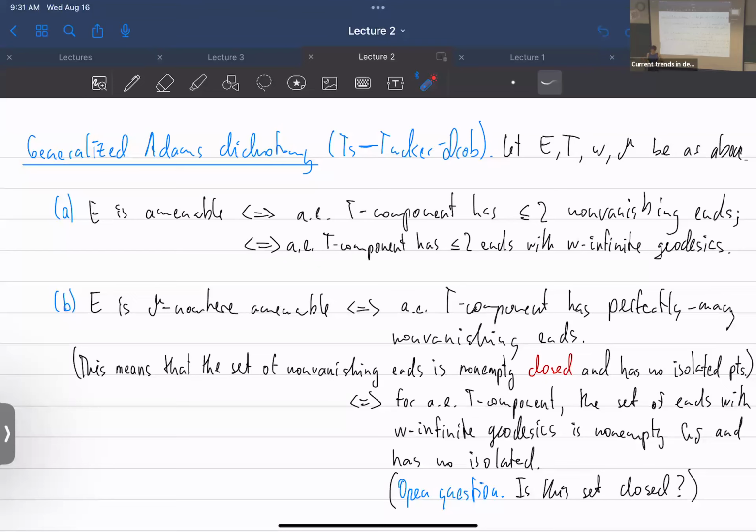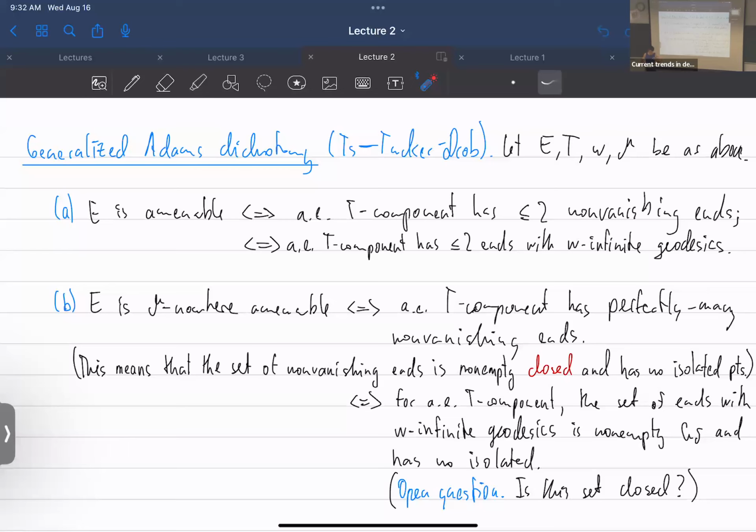And it is a dichotomy, so on the other half of the space, we get that E is nowhere amenable, and that corresponds to having perfectly many non-vanishing ends, which means having a non-empty closed set with no isolated points. And there is also a similar condition with geodesics, but it's only a G delta set. We don't know if it's open, so I posed it as an open question.